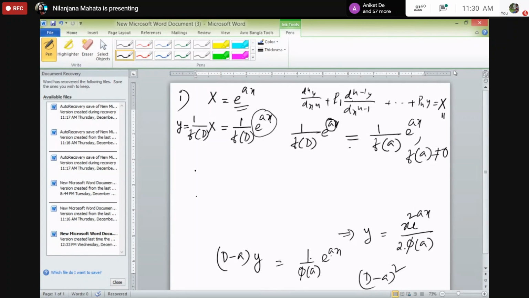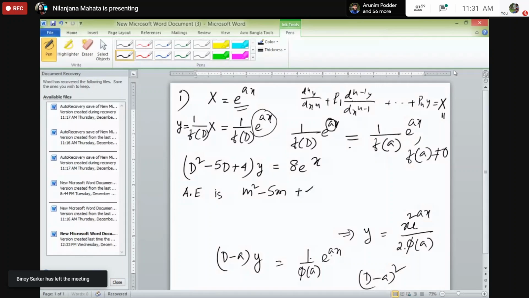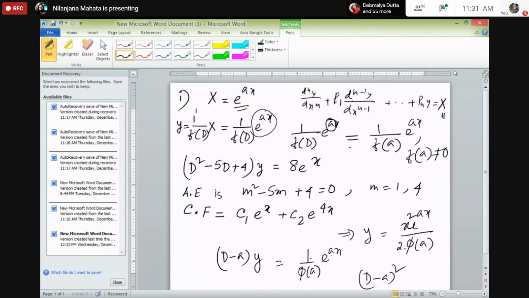Suppose I have an equation like this. Now your auxiliary equation is m squared minus 5m plus 4 is equal to 0. So I will get m is equal to 1 and 4, right? So our complementary function will be c1 e to the power x plus c2 e to the power 4x. For any problem, first you have to find out your complementary function.